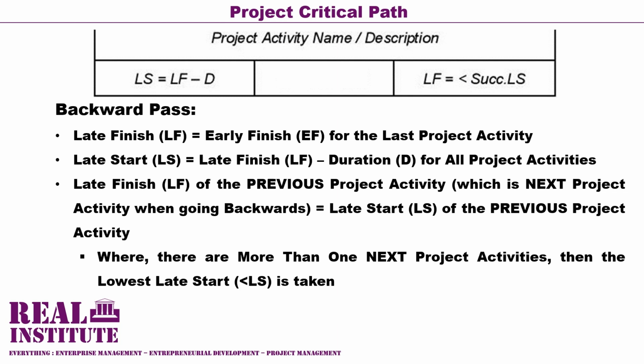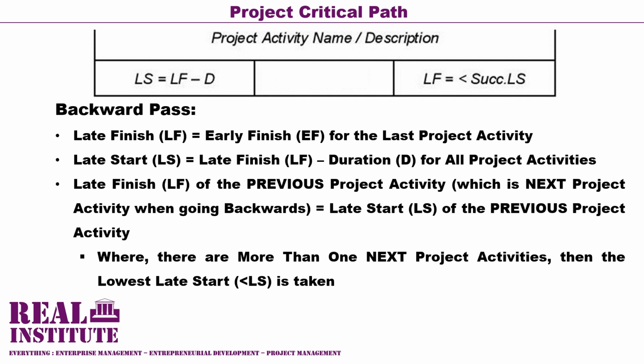The first rule or the first principle of the backward pass analysis is that the late finish of the last project activity in a project network diagram is allocated the value of its early finish that was calculated by way of the forward pass analysis. This is only applicable for the last activity.